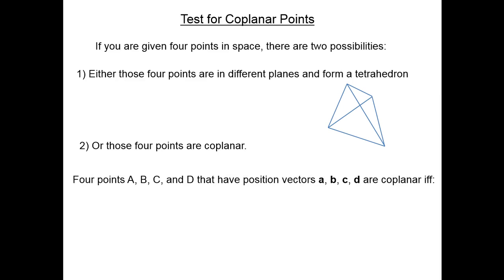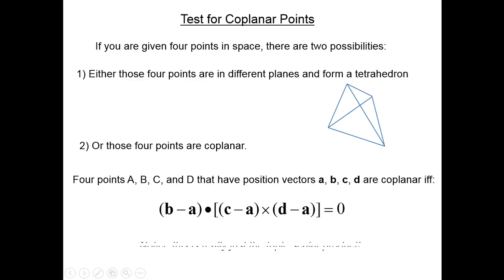So 4 points, A, B, C, and D, that have position vectors A, B, C, D are coplanar if and only if this is true. Now, this looks a little complicated, but this really is just the triple scalar product, where the vectors you're looking at are B minus A, C minus A, and D minus A. And if that equals 0, then the points are coplanar. This formula, by the way, is not in your info booklet either. It's another one you need to memorize.